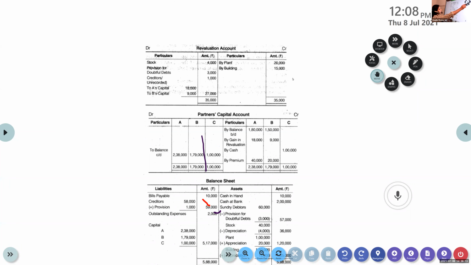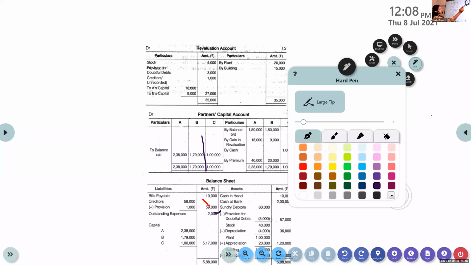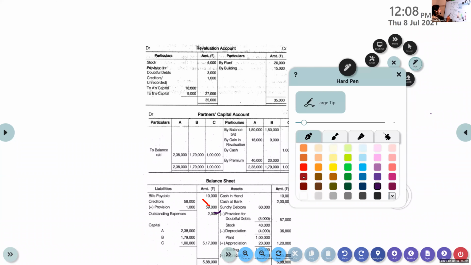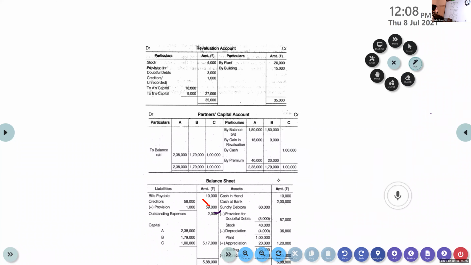Now, next is the preparation of the capital account of the partners. Capital account A, B, C. There are 3 partners. By balance brought down. That means the old value, the original capital contribution made by A and B. You can find that amount in the balance sheet, under capitals.